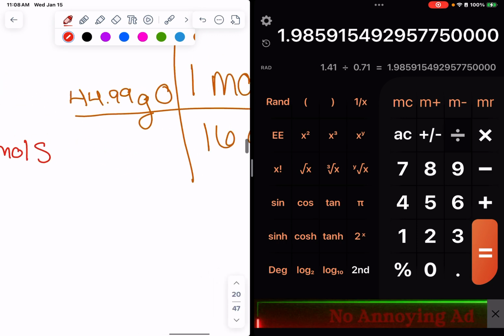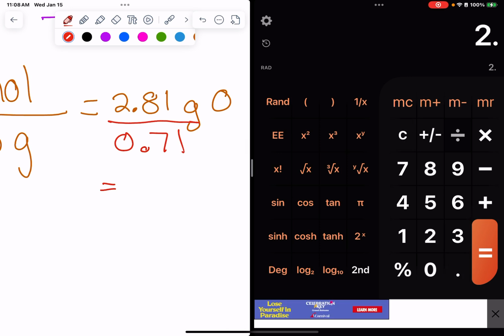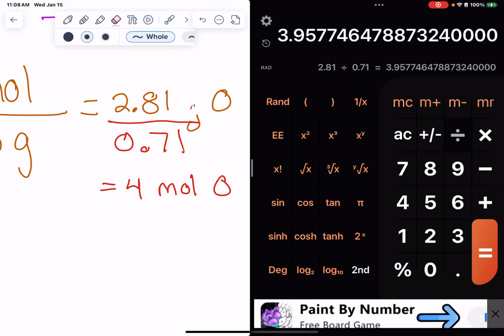And then the last table, we have on top 2.81 divided by 0.71. So this is, if we round it to the nearest whole number, it'll round up to 4 moles of oxygen.